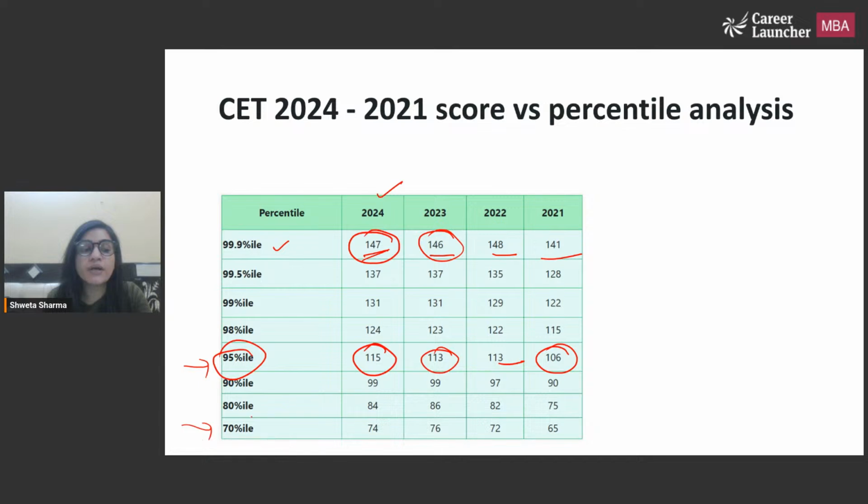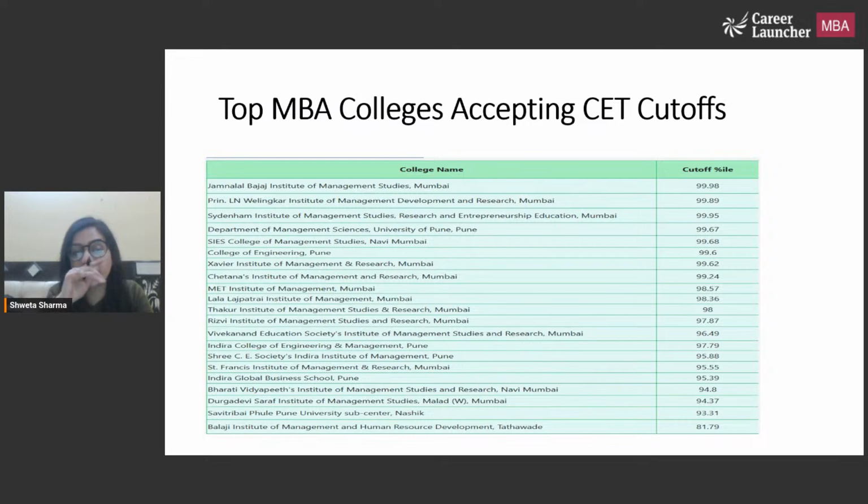Average percentile, if I look at that, is 70 percentile. So 74 marks would lead you to 70 percentile as per the 2024 exam, right? So this is the weightage we have as per the marks you score and what percentile would be mapped across for that particular score for that particular year.